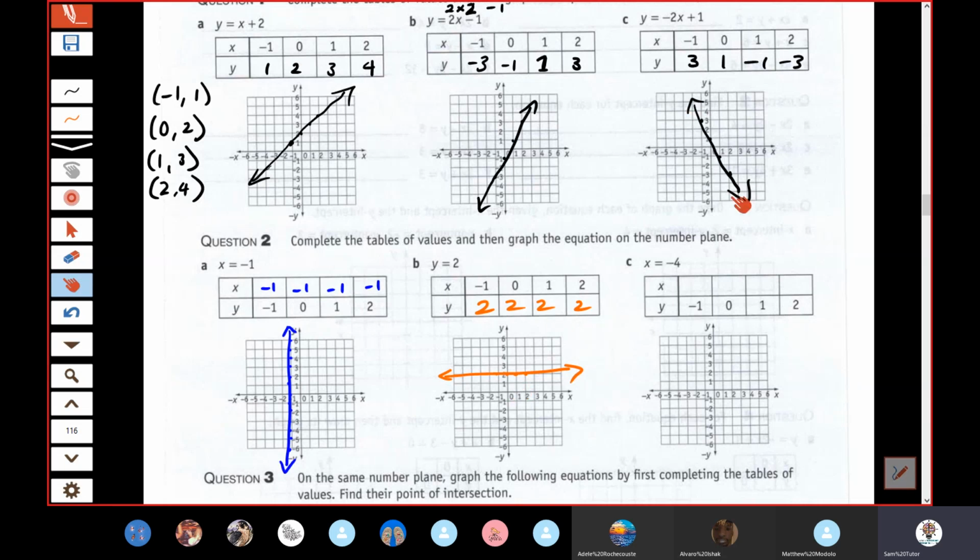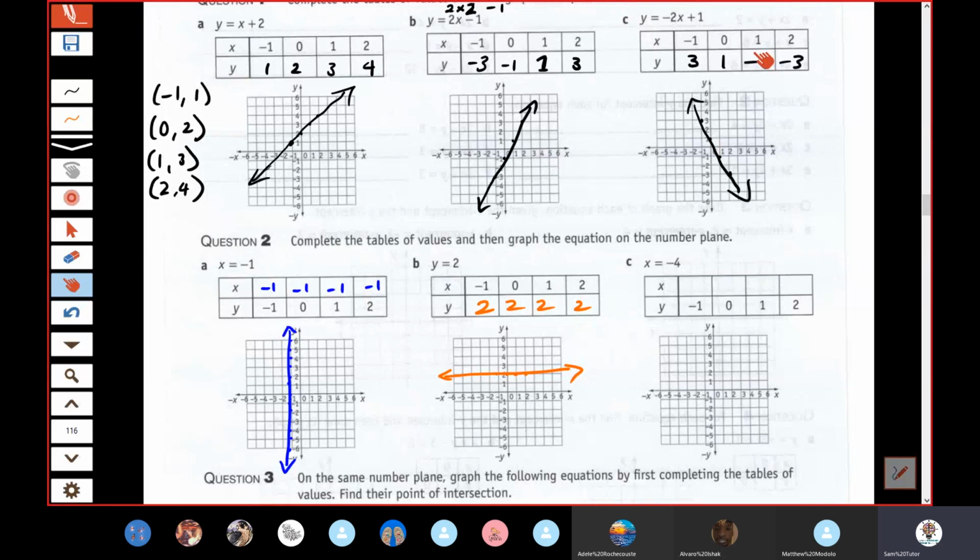How did I know it's moving to the left? The points: x is negative 1, y is 3. So when you connect the dots, you're looking at this: x is negative 1. Where's that? That's right there. And then y is 3, right there. So put the dot there. Then x is 0, y is 1, put the dot there.